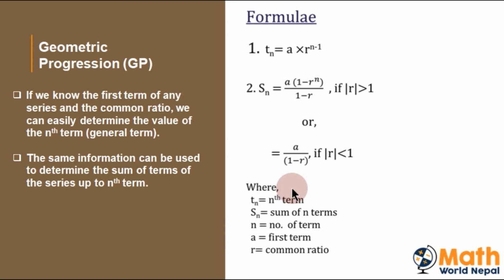Now we're going to learn about formulas used to determine the nth term, which is denoted by an, and the sum of n terms, denoted by Sn, in a geometric progression. To determine the values of the nth term and sum of n terms, you need to know the value of the first term denoted by a and the common ratio denoted by r. Now the nth term is given by a into r to the power n minus 1, and Sn is given by a times (1 minus r to the power n) divided by (1 minus r) if the common ratio is less than 1, or a by (1 minus r) for the infinite sum if the common ratio is less than 1.